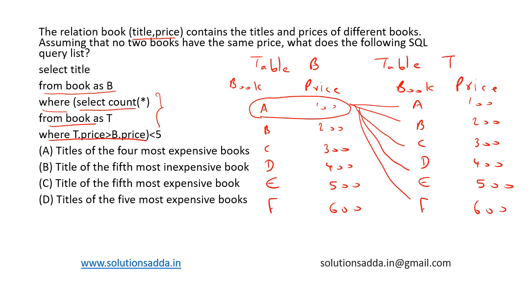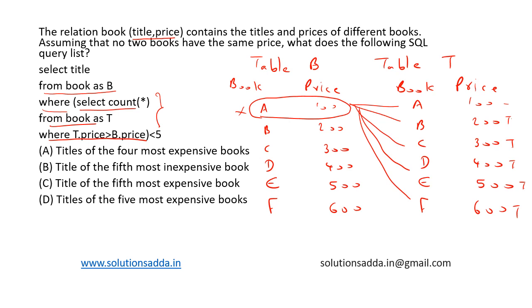Now 100 is equal to 100, so this will be false. Second case, T.price 200 is greater than 100, so this will be true. This will be true, this will be true, this will be true. It returns 1, 2, 3, 4, 5. 5 is less than 5? This is false. So this A will not be taken.